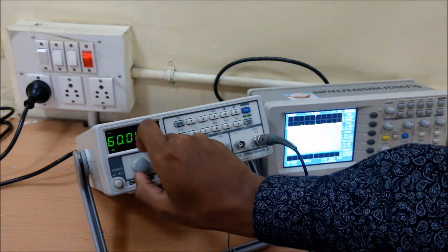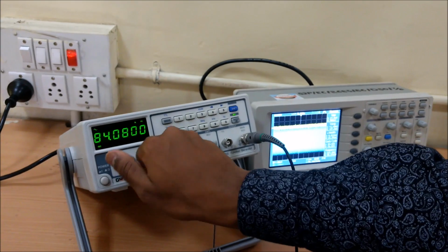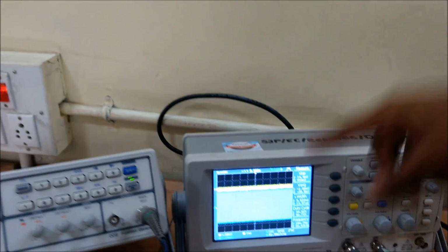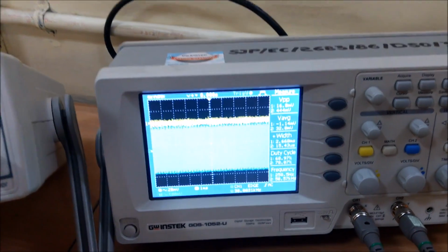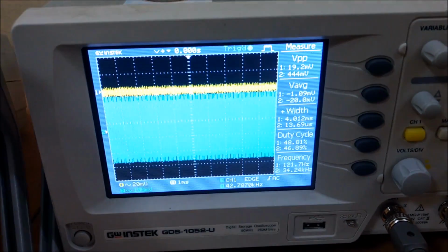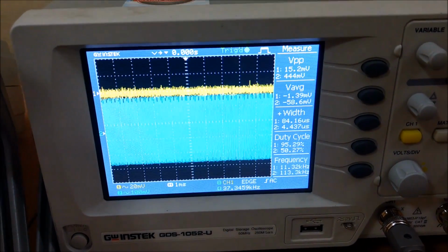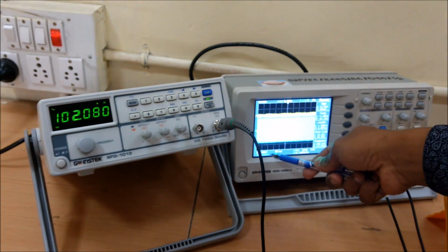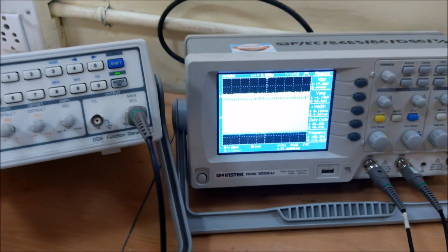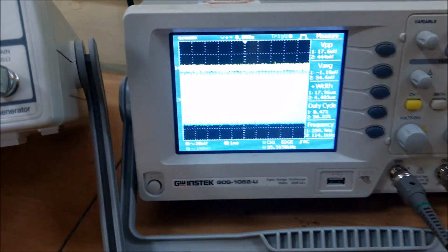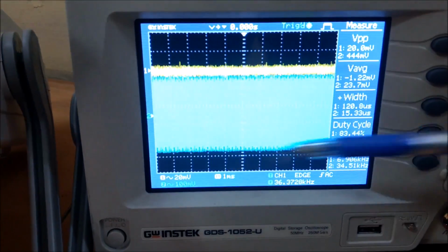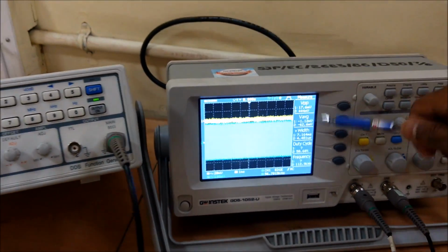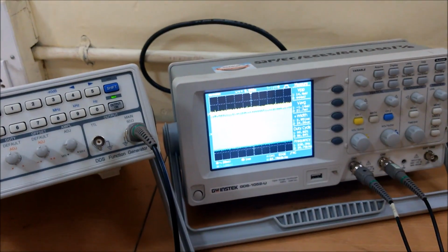See at 100 kilohertz, which is a very large frequency, we can see it decreases to 444 millivolts, right? Also take the division into consideration. My input is at 20 millivolts per division, my output is at 100 millivolts per division, which means my output is 4.4 volts, right?